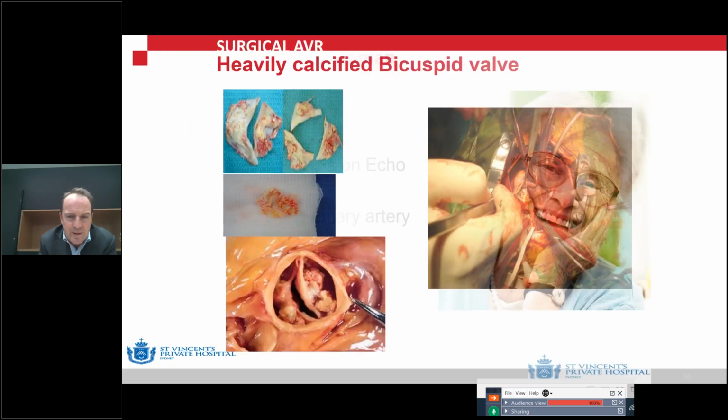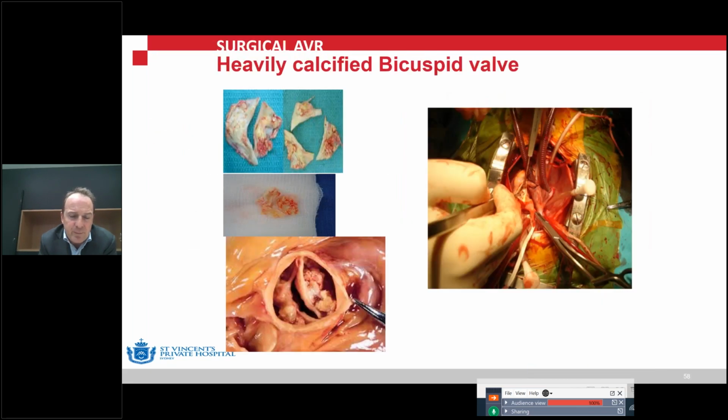Sorry, I'll go back. These are just some pictures from surgery. You can see the bicuspid valves are often heavily calcified, and you can see the slit-like orifice, which is typical for a bicuspid valve. And sometimes with all that calcium there, it might actually be preferable long-term to get some of the calcium out and actually excise the valve and replace it.